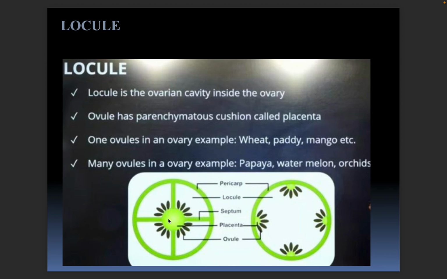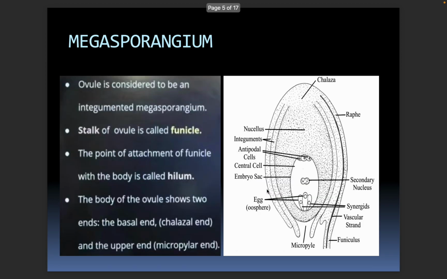Now the ovules can be one, can be many. So when there is just one ovule, remember the examples are wheat, paddy, mango, etc. Now, if there are many ovules, the example will be papaya, watermelon, and orchids as well. The examples are obviously important.